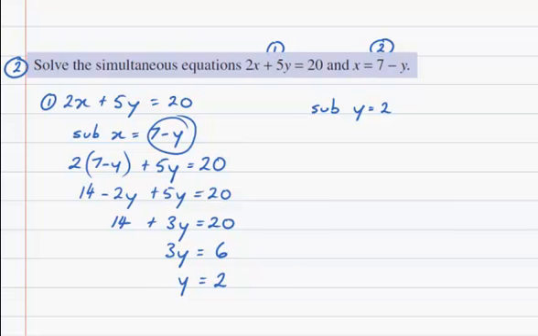So I'm going to sub that into equation 2. That means I get x equals 7 minus 2, so I replace y with 2. So x is equal to 5. To write out my solution, x is equal to 5 and y is equal to 2.